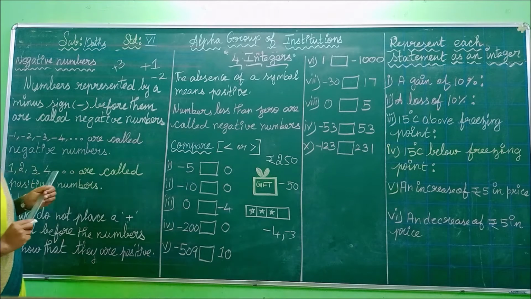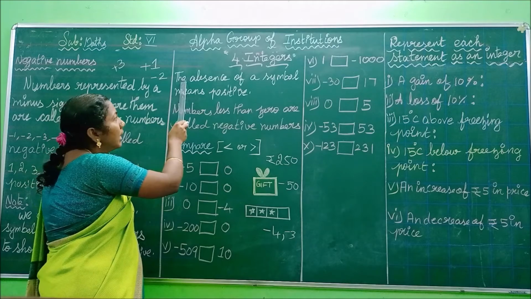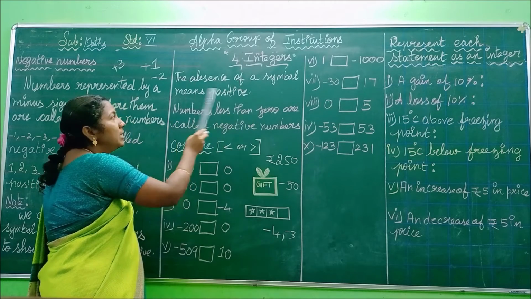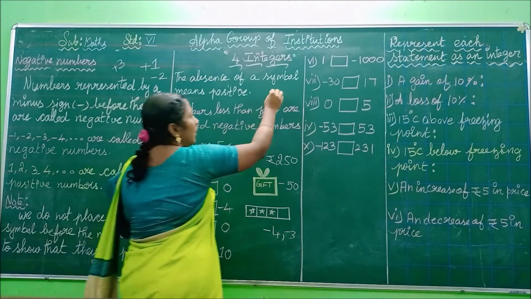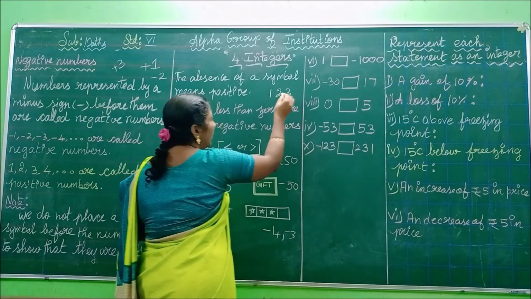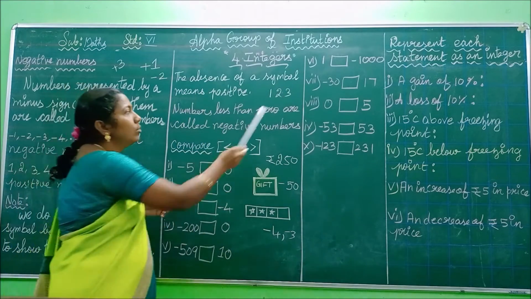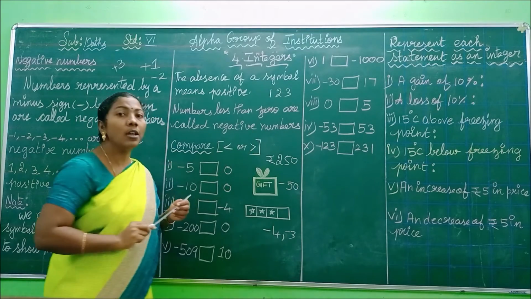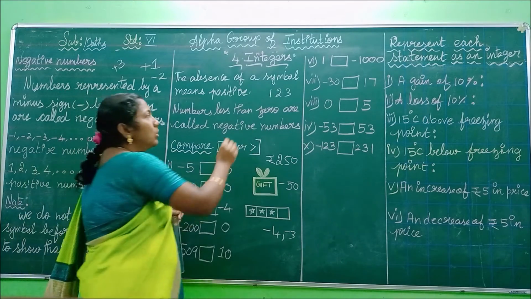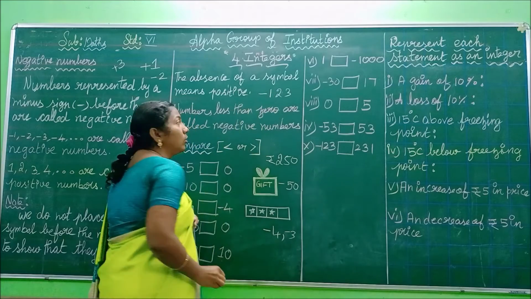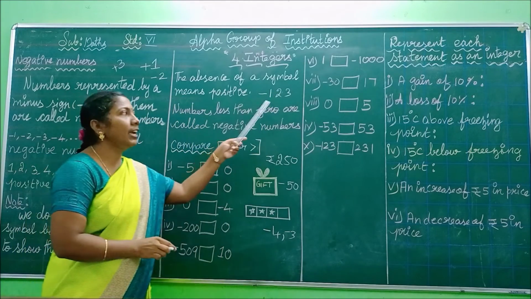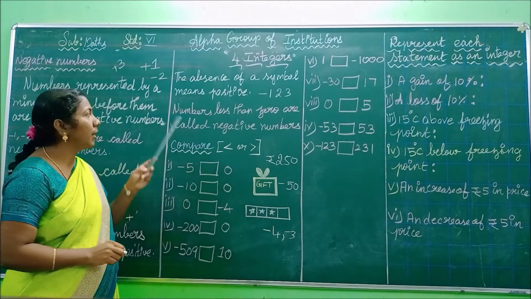Next, see here, another note. The absence of a symbol means positive. See here. I am writing 123. Before 123, there is no symbol of minus. So you have to say this 123 is a positive number. Suppose you are writing minus 123, it is a negative number. Do you understand, children?